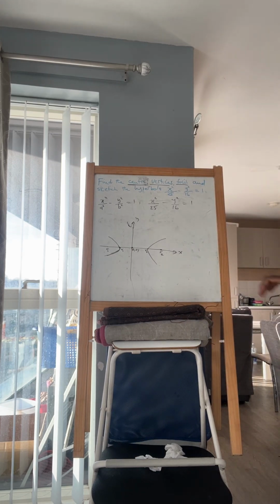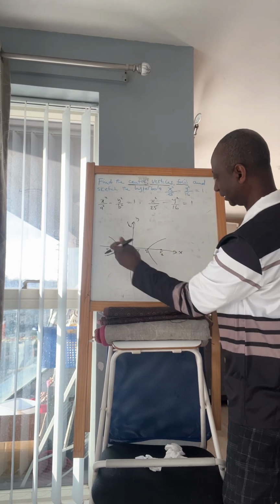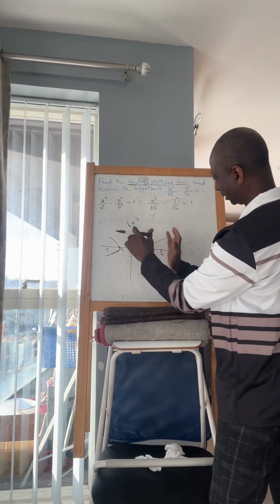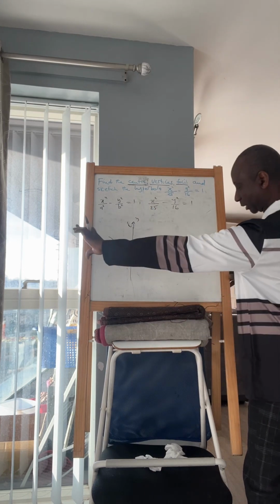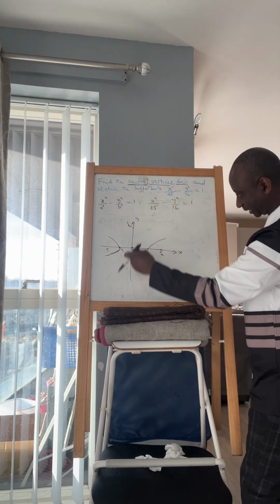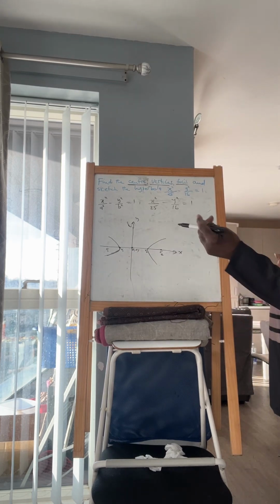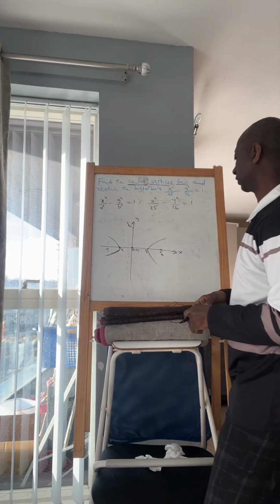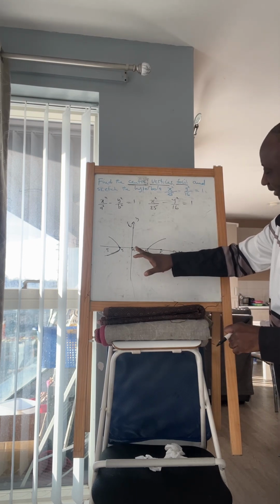So you can see this center line divides the two hyperbolas in the middle. This one on this side, this one on this side. This is right in the middle of the foci. So this is what it means when it's at the center.